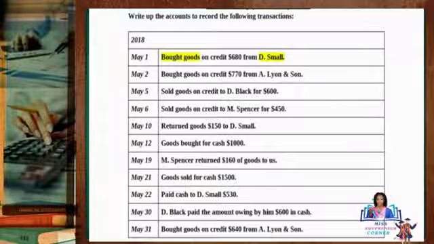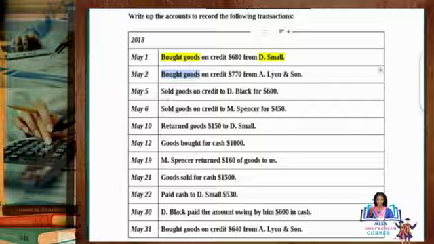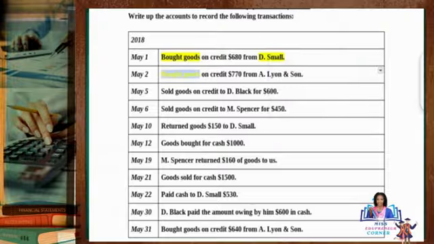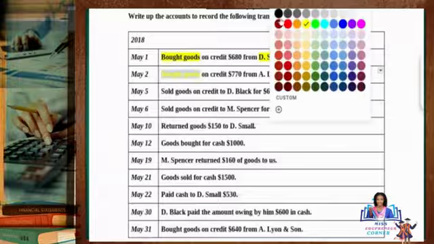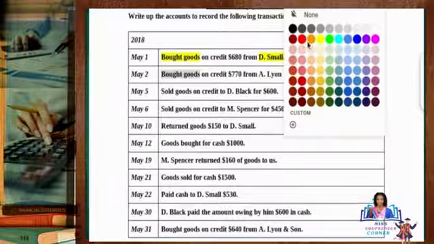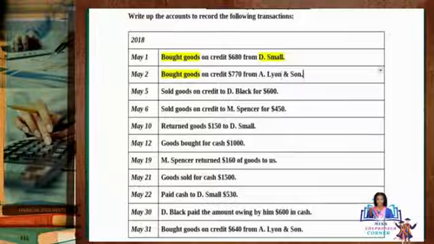On May 2, bought goods on credit $770 from A. Leon and Son. Again, the purchases account is being affected right here because goods are being purchased. And also A. Leon and Son would be the other account affected in that transaction, as the business took goods on credit from A. Leon and Son.